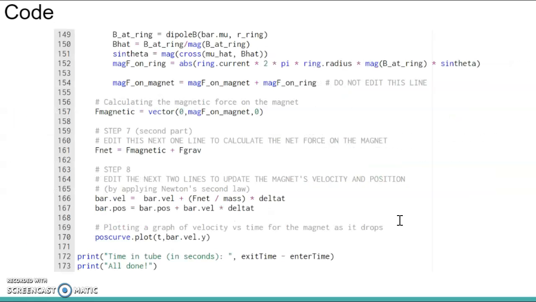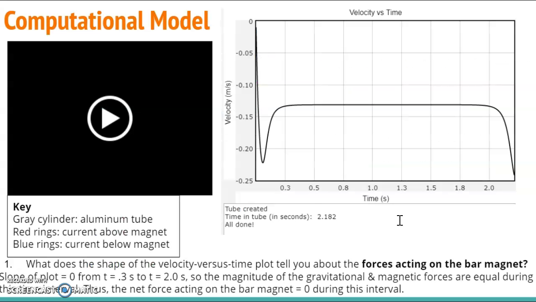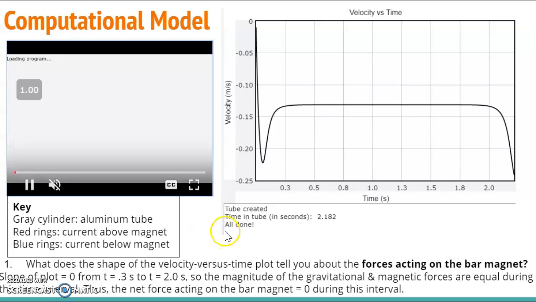Here's the first part of my code, and here's the second part. Here is my computational model.